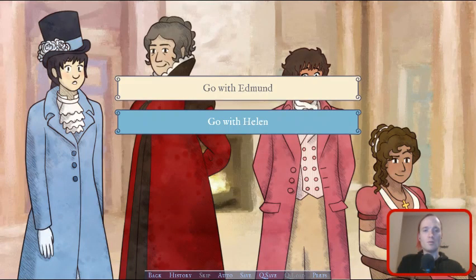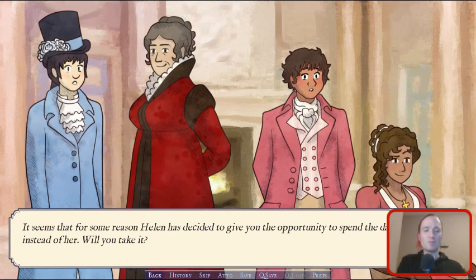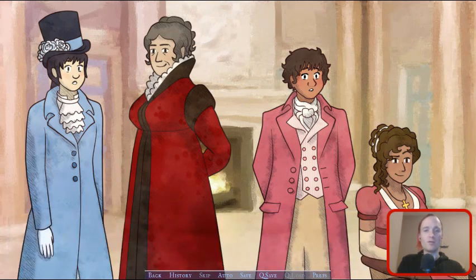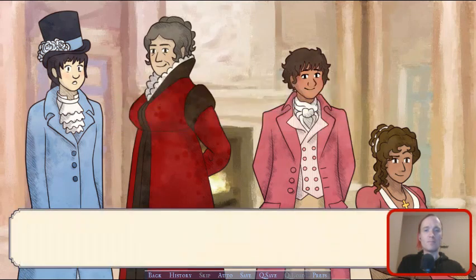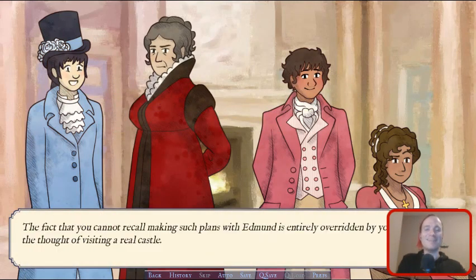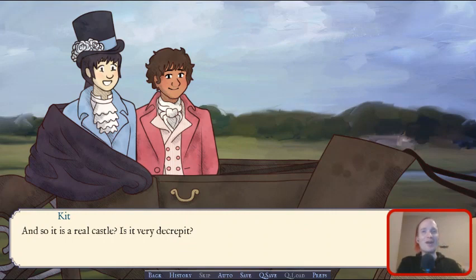Who do we want to choose? Watching expressions change. It seems that for some reason Helen has decided to give you the opportunity to spend the day with Edmund instead of her. Will you take it? You like Edmund, right? I like Edmund. Yeah, let's try Edmund. Okay. We haven't pissed him off yet. We haven't said, we think your mother killed your father.